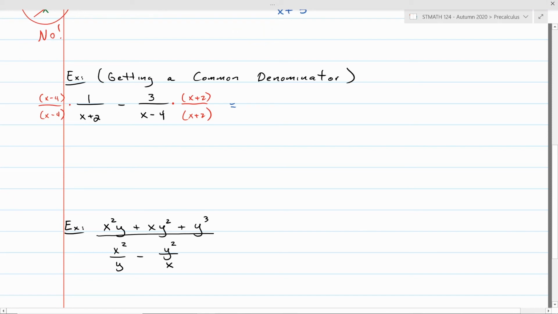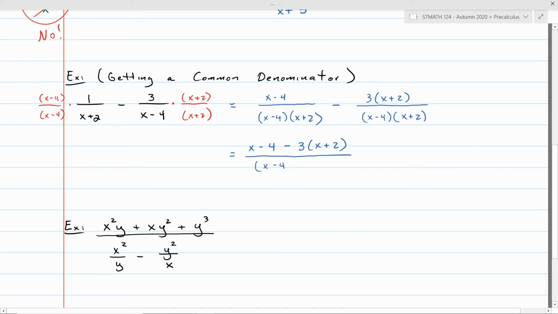And so when you do that, you get x minus 4 over x minus 4 times x plus 2 minus 3 times x plus 2 over x minus 4 times x plus 2. And now these two fractions have exactly the same denominator, and when two fractions have the same denominator, you can combine them into one fraction simply by either adding or subtracting the numerators as indicated. In this case, we get to subtract, and so we'd get x minus 4 minus 3 times x plus 2 all over x minus 4 times x plus 2.